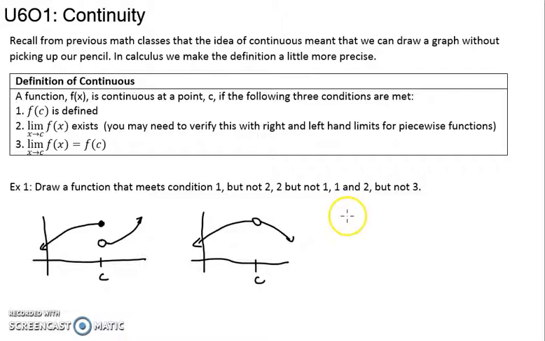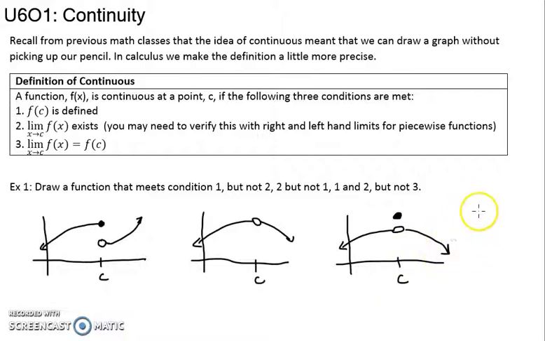Conditions 1 and 2, but not 3. So the function's defined. The limit's defined, but the function does not equal the limit. So if we draw what we just had a second ago, we know the limit exists and the function exists, so we can put a closed circle there, but the limit value does not equal the function value. So this isn't going to be continuous, right? We'd have to pick up our pencil, put our dot there, and then go from there.